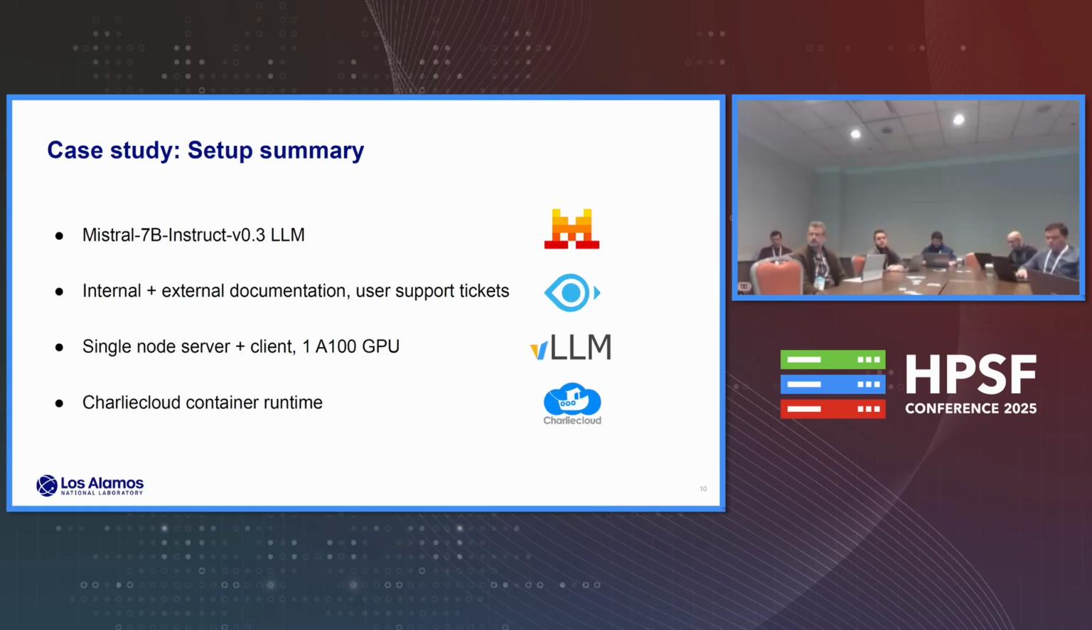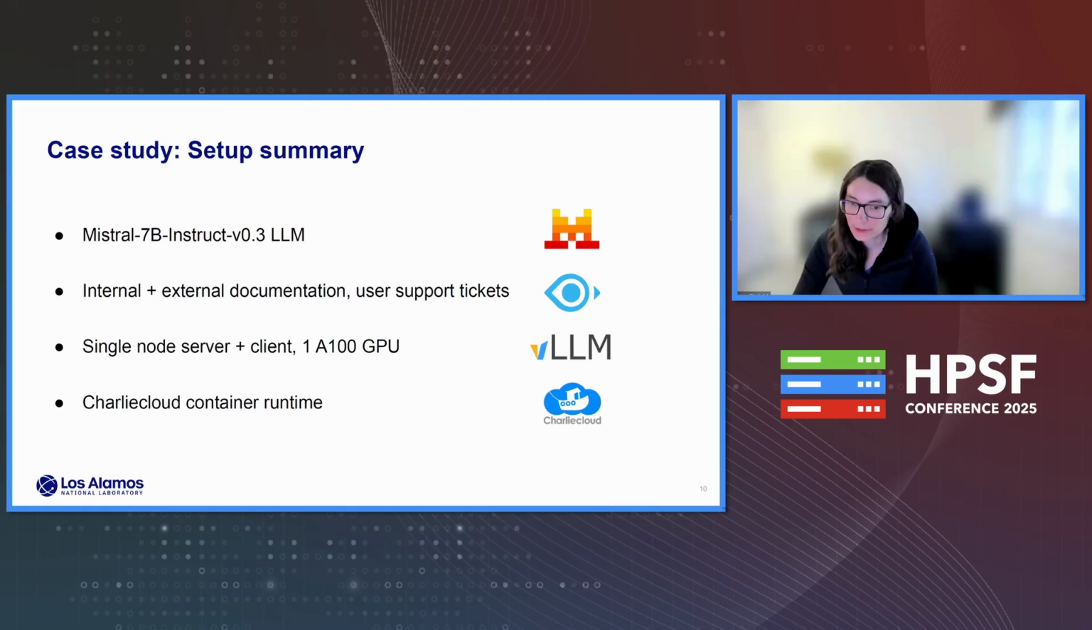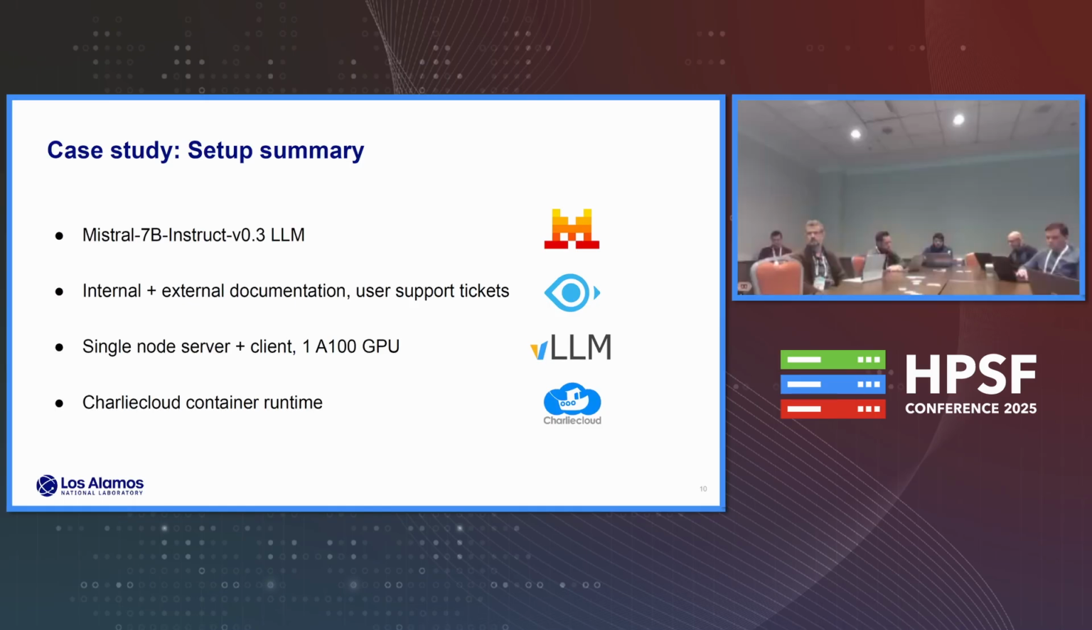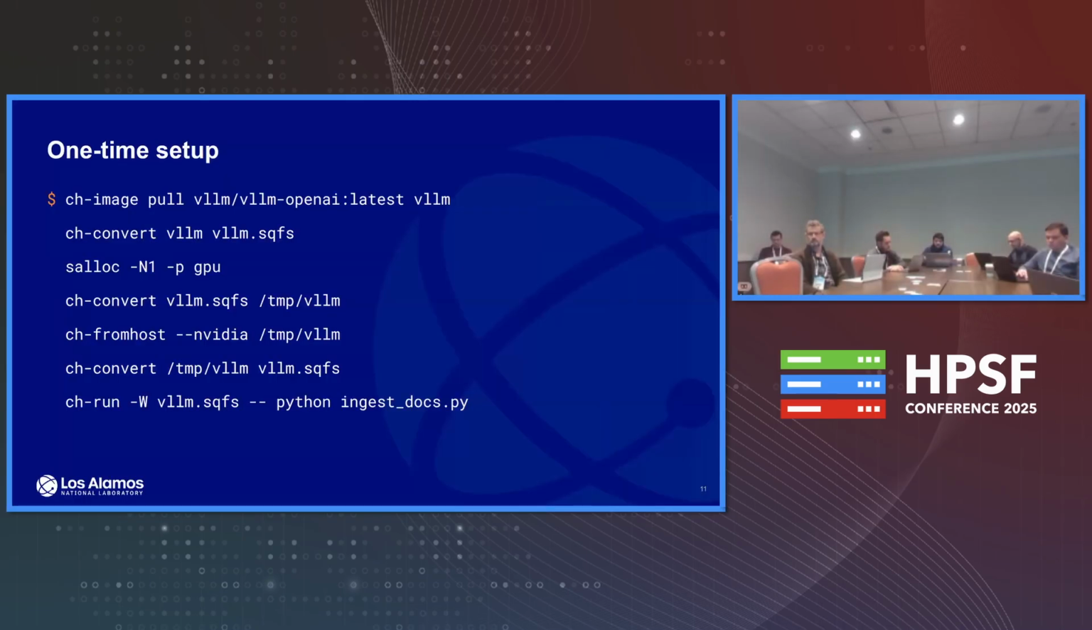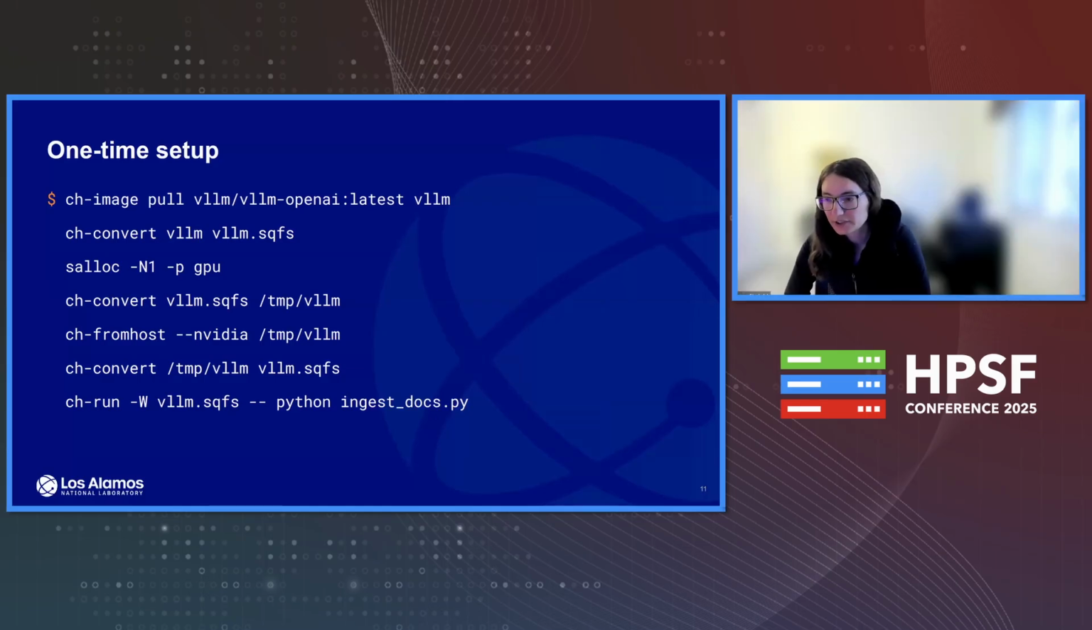And for our hardware, for the tests I did, it was just a single node, both server and client, with one A100 GPU, with vLLM doing that orchestration for you. And then the Charliecloud container runtime. So there are some setup steps for what you would do just starting out to get such a system running.